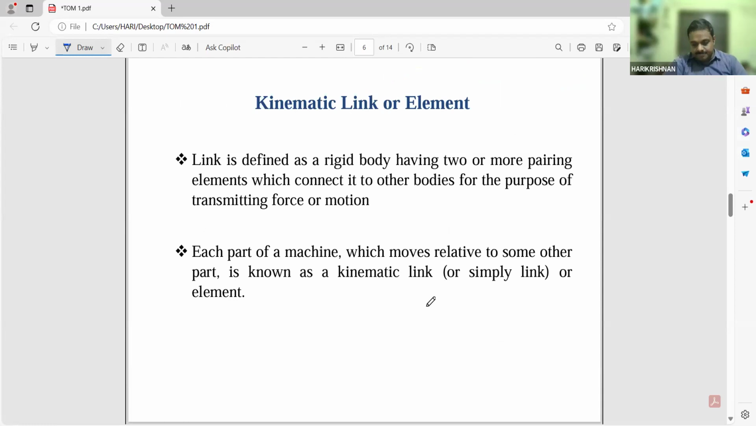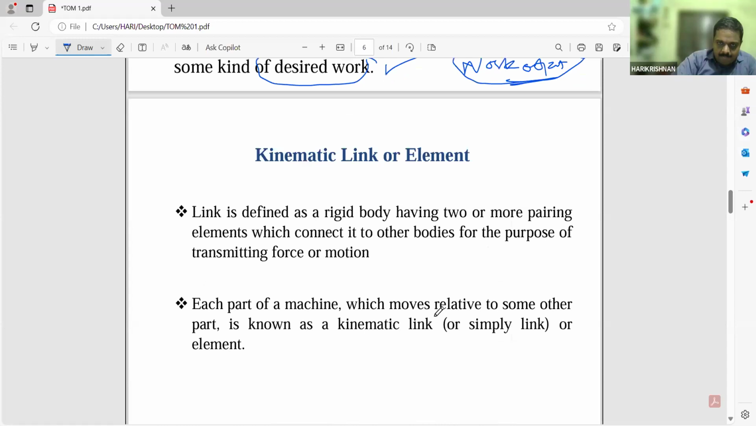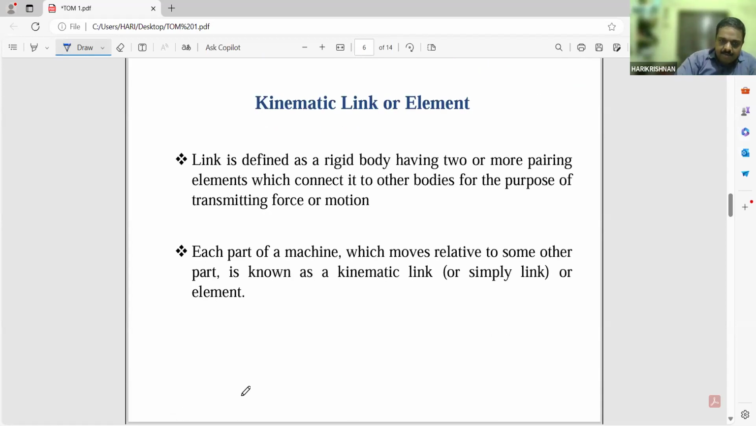Next thing we are going to study is link, kinematic link or element. For example, if I am drawing it, basically we have studied these things, but in different inversions, etc. But the thing is that if you are asked what is link, you should be able to explain, or you should be able to understand what is a link. So it is an important criteria over here.